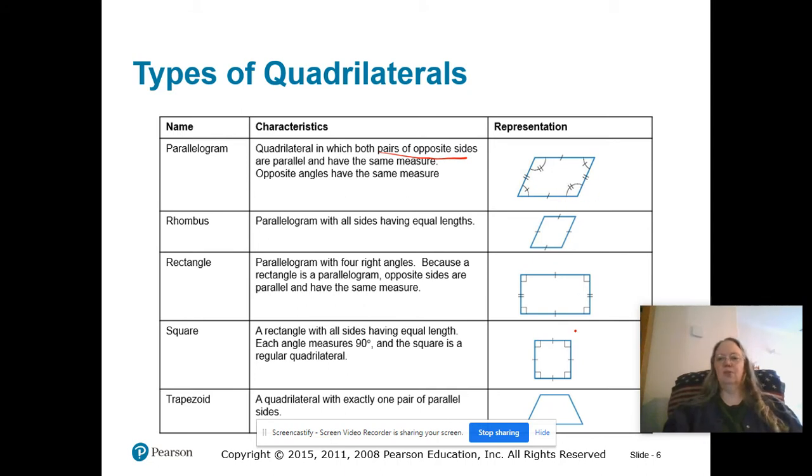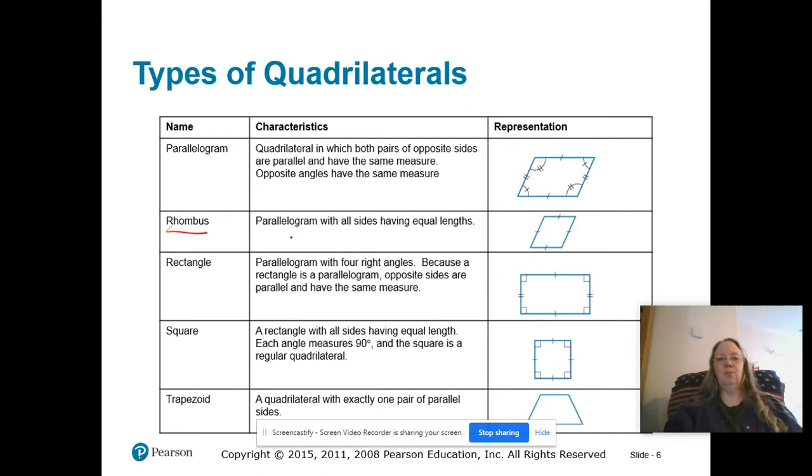By the way, if we look at these figures here on this slide, this is also a parallelogram, this is also a parallelogram, and this is also a parallelogram because it meets the definition of parallelogram. Opposite sides are parallel, opposite angles are the same measure, and opposite sides have the same measure. So it meets the definition of parallelogram, even though that's generally not what we call it.